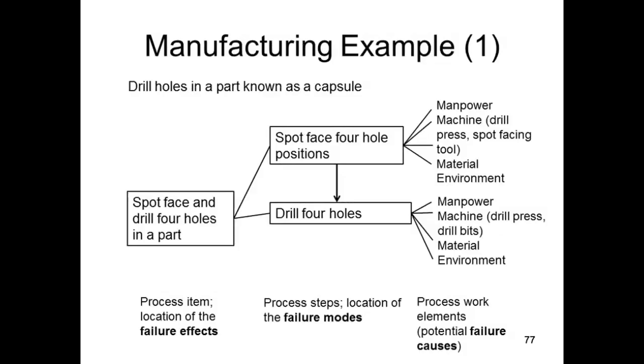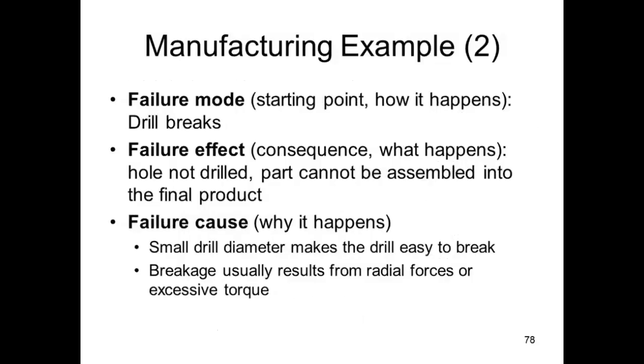Spot face and drill 4 holes in the part seems pretty straightforward. Notice in the structure analysis, I'm identifying the machine, drill press, spot facing tool, and then the drill press and the drill bits. Failure mode, the drill breaks. Remember, the focus element is the starting point. We say what happens if the drill breaks. That's the failure mode. The failure effect is that the part doesn't have the required hole drilled, then it can't be assembled into the final product.